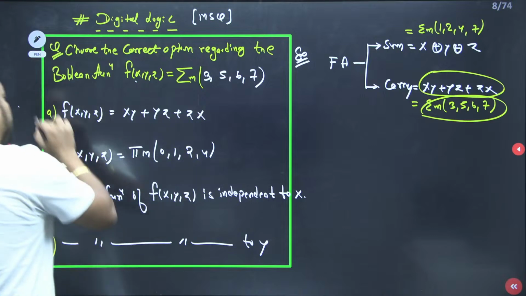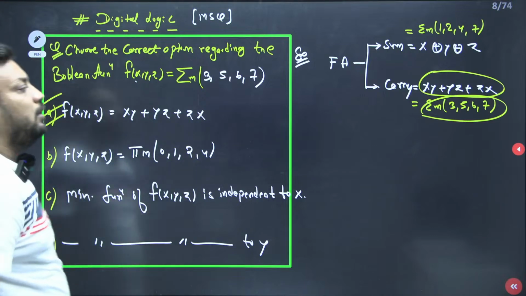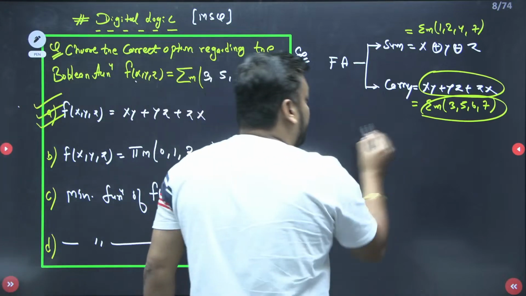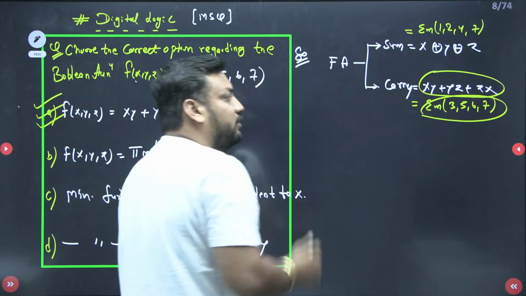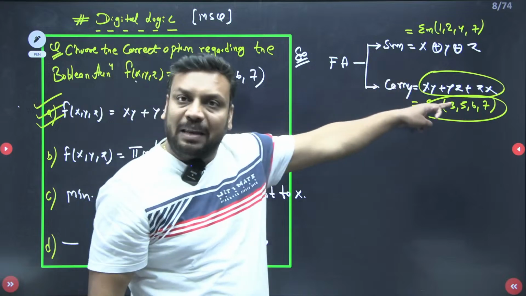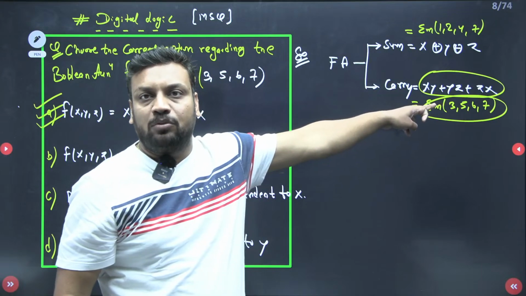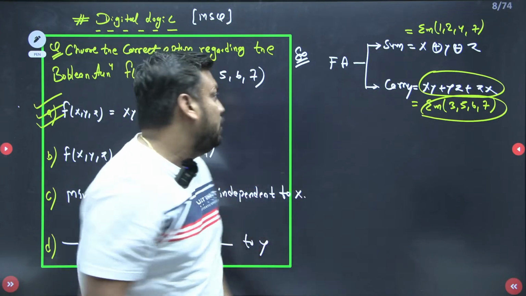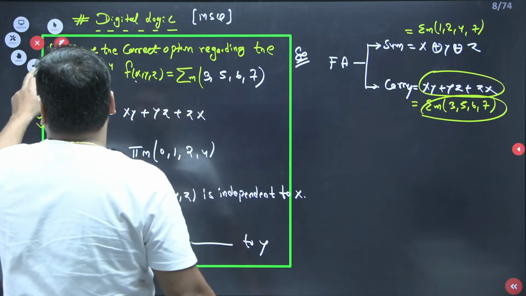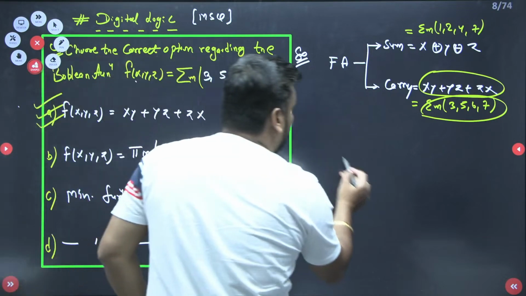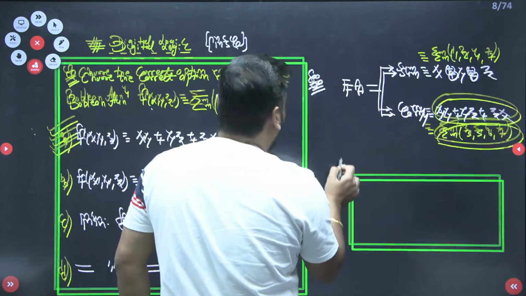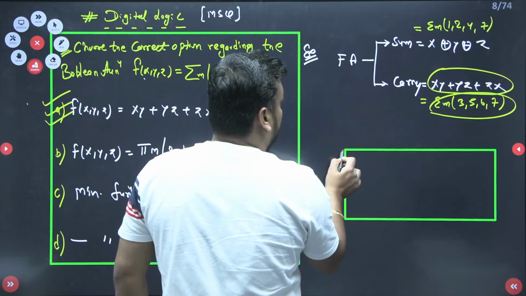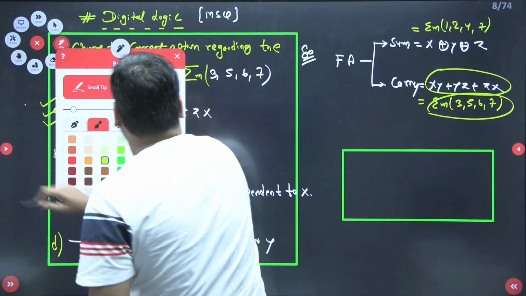So it means option A is for sure correct. If you know that the carry expression is xy plus yz plus zx, then tell me, it is the minimized expression only. Even a K-map is not required. Still, if you want to make a K-map, you can make it. You can make the K-map as well, but it is actually not required. Okay, let me take the pen again.